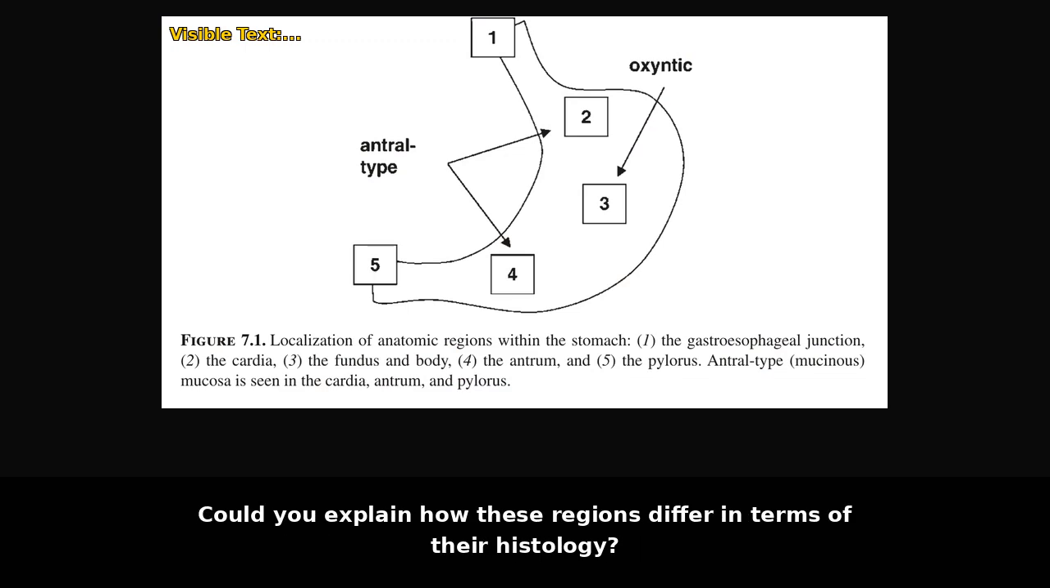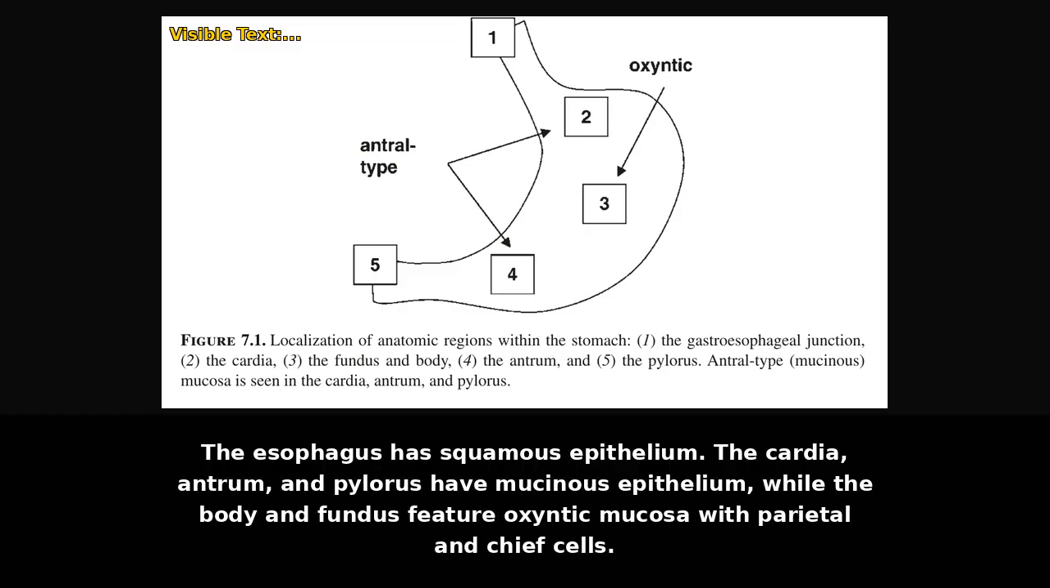Could you explain how these regions differ in terms of their histology? The esophagus has squamous epithelium, and the cardia, antrum, and pylorus have mucinous epithelium, while the body and fundus feature oxyntic mucosa with parietal and chief cells.